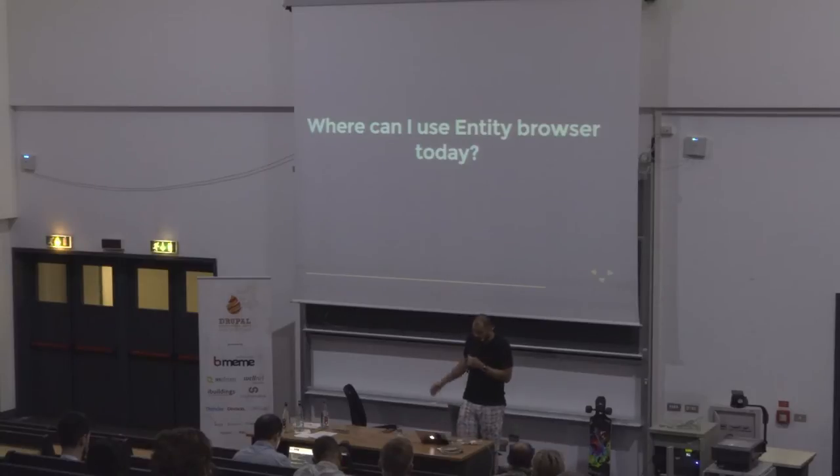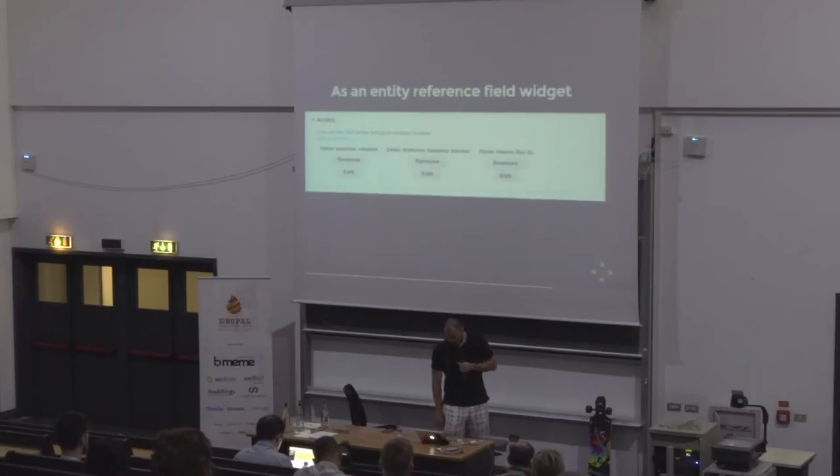So where can you use Entity Browser today? You can use it with the Entity Reference field. This is the example that we saw earlier. We have a field widget for the Entity Reference. When you click on this Select Entities link, it will trigger Entity Browser to open. And then when you select entities in the Entity Browser, it will propagate the selection back and render the entities below using the configuration you needed.